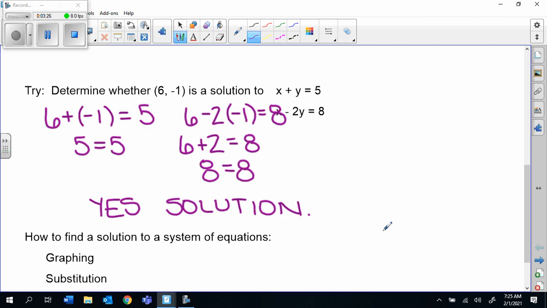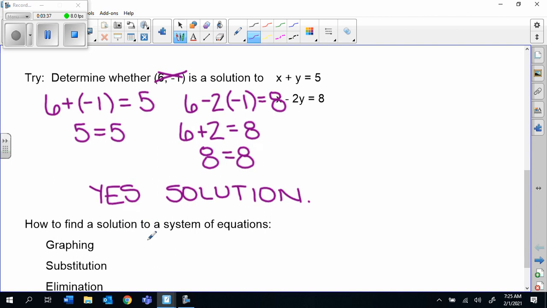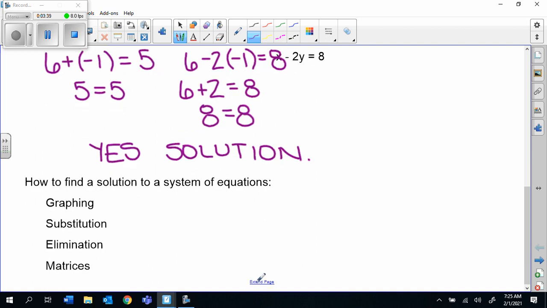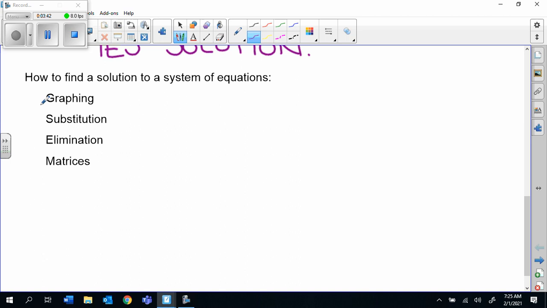All right. So now we're going to flip it. This isn't going to be given to us. This is what we're going to be looking for. We're going to be looking for the solution. So how are we going to find those? What are the various ways in which we do that in math?